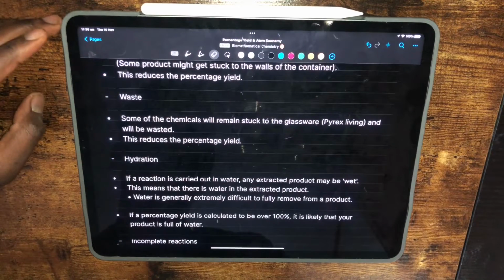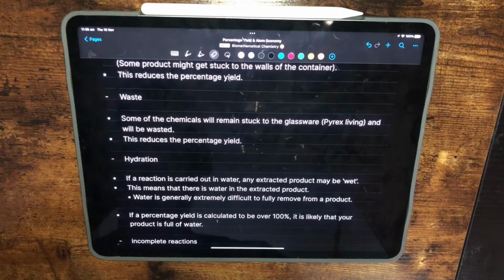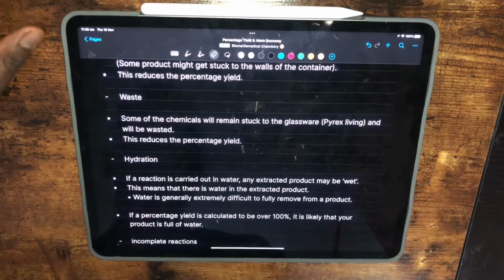Waste, so some of the chemicals will remain stuck to the glassware. The glassware is usually made out of Pyrex. So some of these materials can get stuck to the glassware.